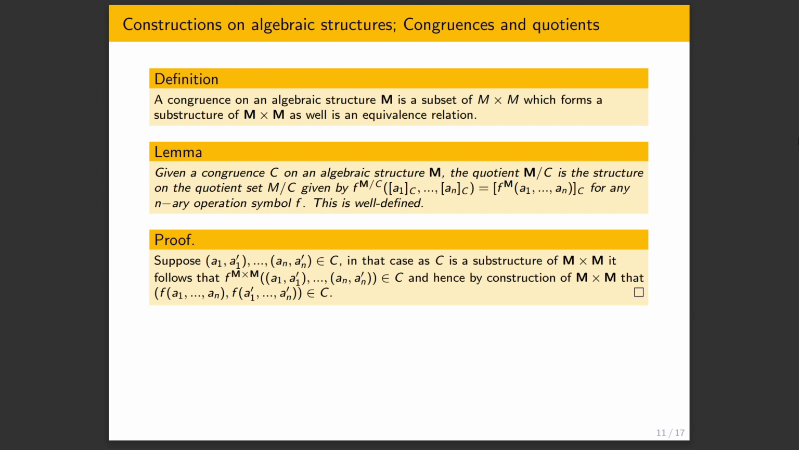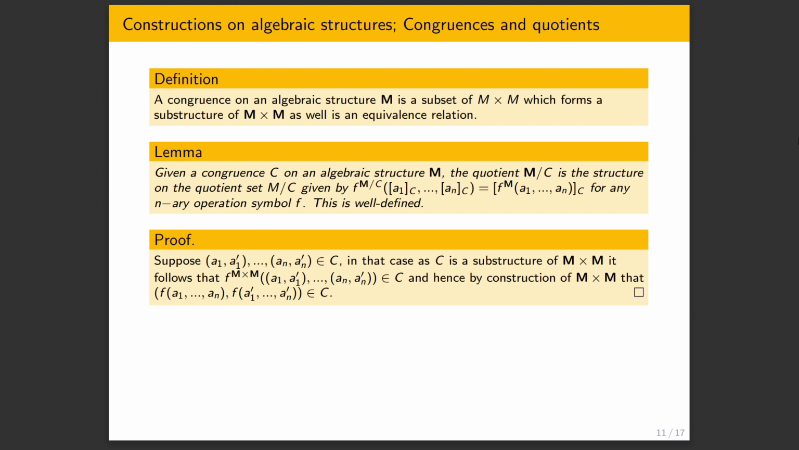But yes, let's check that quotient structures are defined well. So it suffices to check that when we choose different representatives of the inputs, we get the same output. So say we have the representatives a1, a1 prime, through an and an prime, and everything in between. And I think this should say C times C. Oh no, it's correct. It's in C because C is the congruence. So all this says is, suppose the equivalence class of a1 is the equivalence class of a1 prime. Suppose the equivalence class of a2 is the equivalence class of a2 prime, etc., and the equivalence class of an is the equivalence class of an prime.